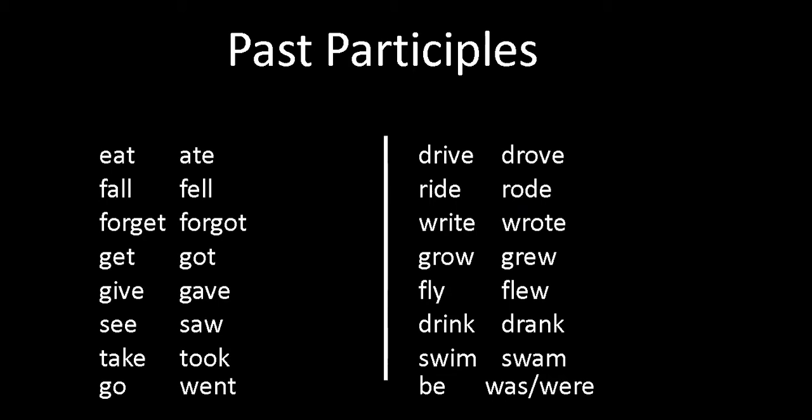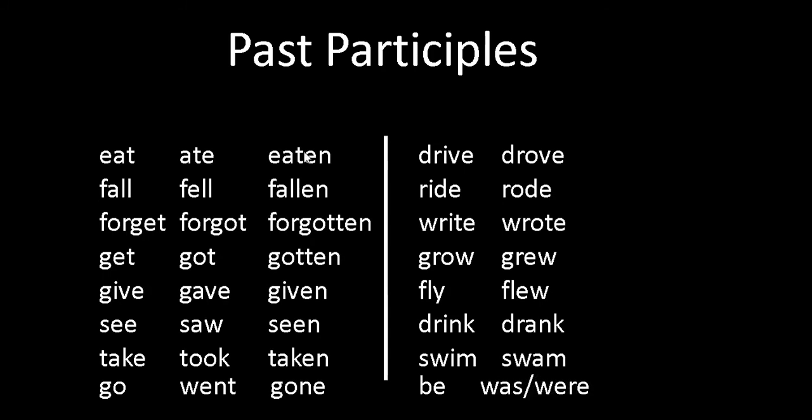Now, these verbs are kind of super special because often in English, in fact, usually in English, the past form and the PP or past participle form are the same, but these ones are different and they're very common, so that's why we need to learn them. All right, so eat, ate, the past participle third form is eaten. Fall, fell, fallen. Forget, forgot, forgotten. Get, got, gotten. Give, gave, given. See, saw, seen. Take, took, taken. Go, went, and gone. Okay, so for these verbs, you've got to remember all three forms.